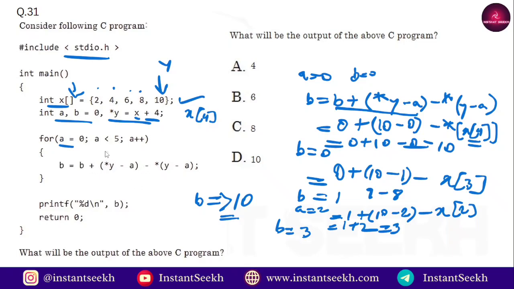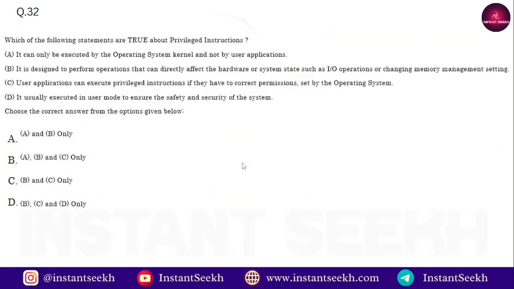Here asterisk y is referring to the value 10. Here this part is referring to x of 4, and this goes on decreasing till the x of 0 value straight away. This is how it is resolved. So your correct answer for this particular question is option D, that is 10. Answer is D, that is 10. Okay, let's move on to the next.